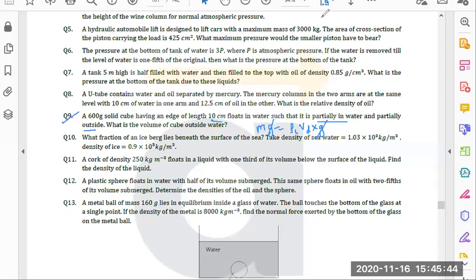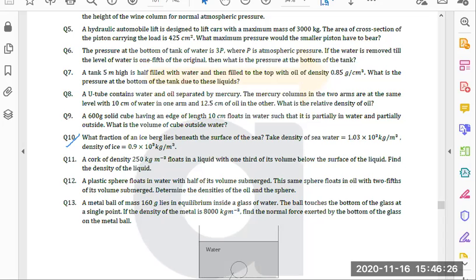Okay, right, Riya? Very good. Samya, Akshaya, Anamika, Shreya, Sania, all of you getting this? Okay, very good, Riya. Now, question number 10. Think about it. What fraction of an iceberg lies beneath the surface of the sea, right? Now, same problem, same concept.